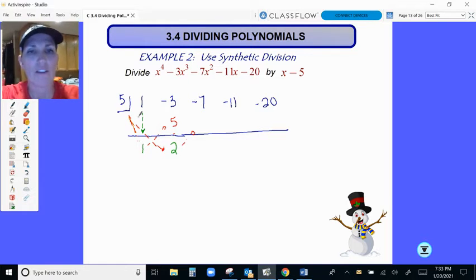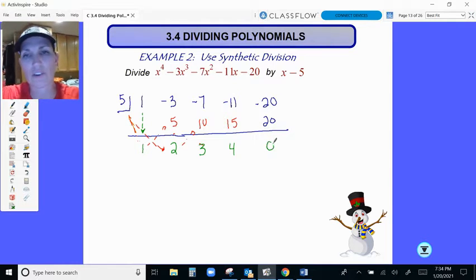Right there is 5. 5 times 2 is going to go to 10. I add those up, and that's going to give me a 3. Then I'm going to take 5 times 3 is 15. If I add those together, -11 and 15 is a positive 4. Then 5 times 4 is 20. And -20 plus 20 is a beautiful 0 again. So I have another remainder of 0, and we always like those remainders of zero. Got to pay attention to that.